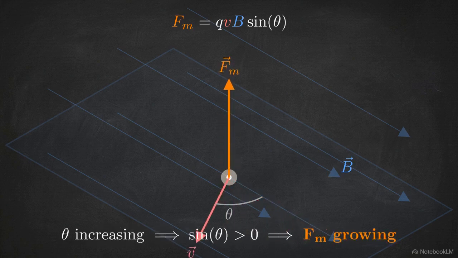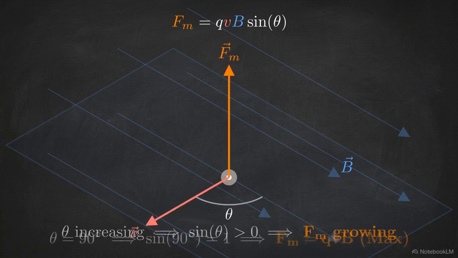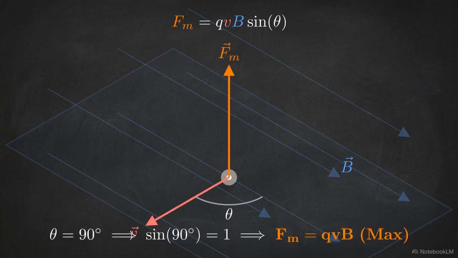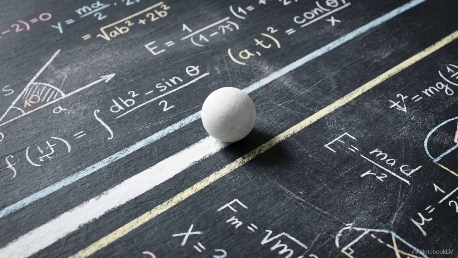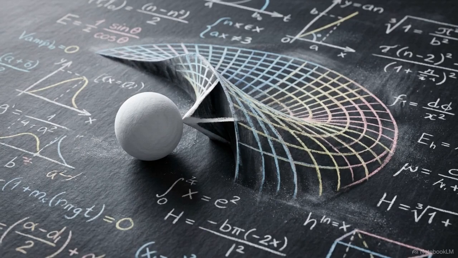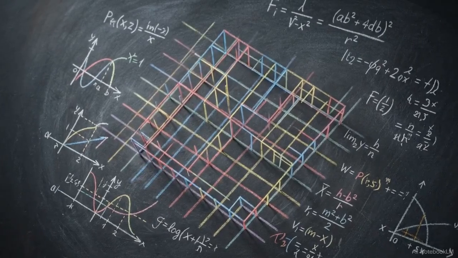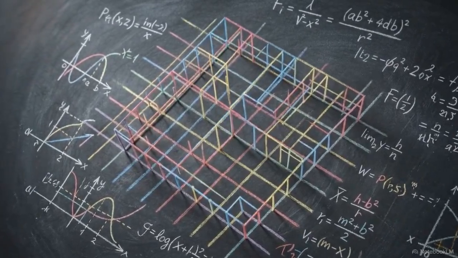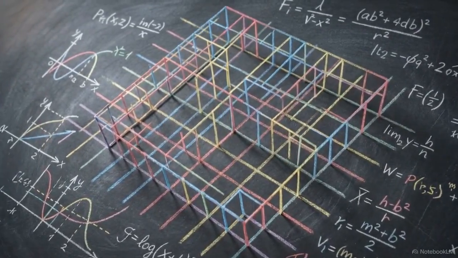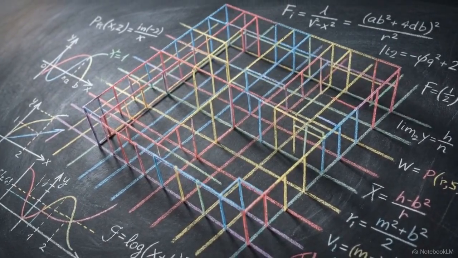The field only exerts its maximum possible force when the particle approaches strictly perpendicular to the magnetic field lines at a full 90 degrees. Electric fields will push a particle no matter how it moves. A magnetic field's grip is entirely conditional on the geometry of the particle's approach. Calculating the strength of the magnetic force is only the first step. Predicting the direction it will push the particle requires moving into three-dimensional space.